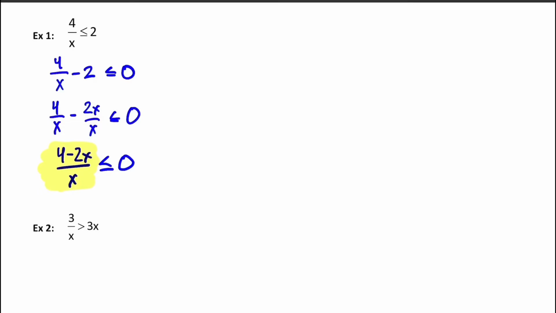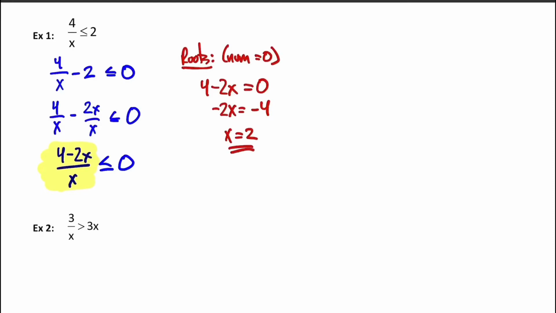We set the numerator equal to 0 to find the roots. Roots will be numerator equal to 0. All right, so that's going to be 4 minus 2x equals 0. Subtract 4, negative 2x equals negative 4. Divide by negative 2, x equals 2. So we have one root. Next, I'm going to find my restrictions. Those are found by setting the denominator equal to 0. Well, that's pretty easy. It's just x, so that's going to be x equals 0.